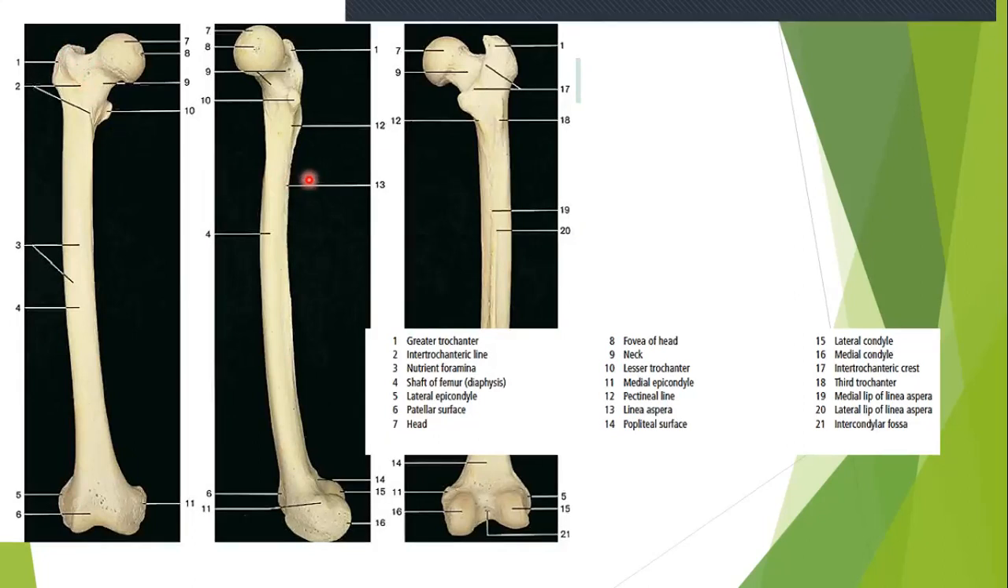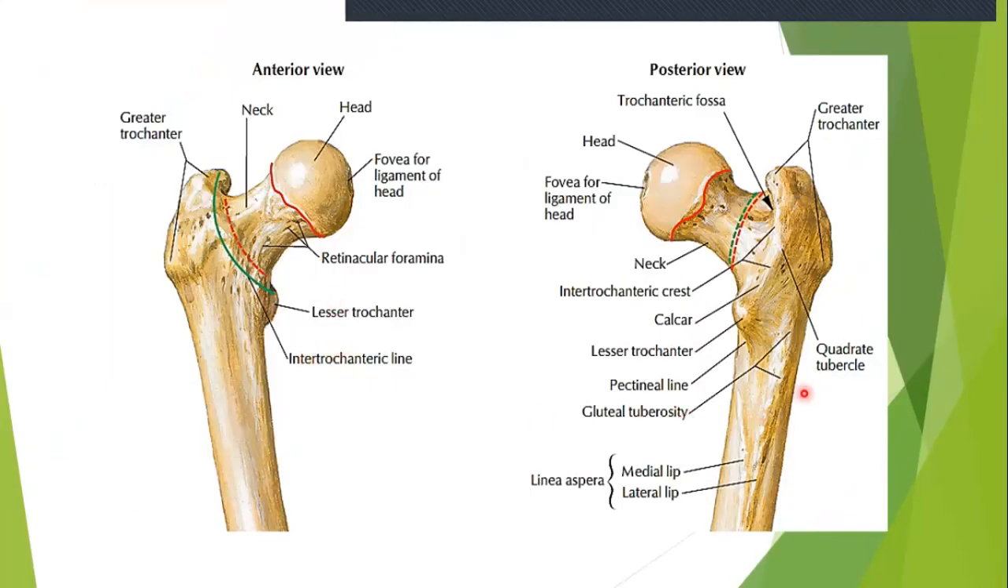Okay, so those are the parts of the femur. I hope you have understood them. We will look at these other parts of the distal femur in another session. So this is now a diagrammatic representation. Head, fovea for the ligament of head, retinacular foramina. This is your neck. Then you have this line connecting greater trochanter and lesser trochanter, the intertrochanteric line. This is anterior view.